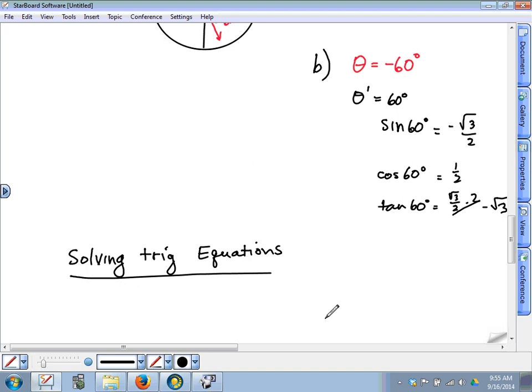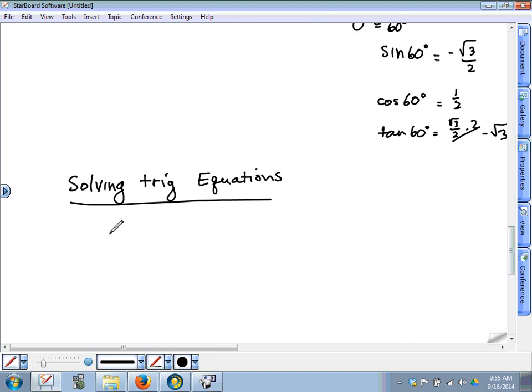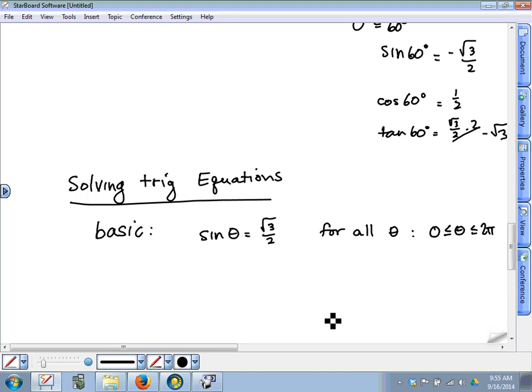So, here are some basic ones that you should be able to do in your sleep. Solve something like sine theta is equal to square root of 3 over 2 for all theta, where 0 is less than or equal to theta, less than or equal to 2 pi.